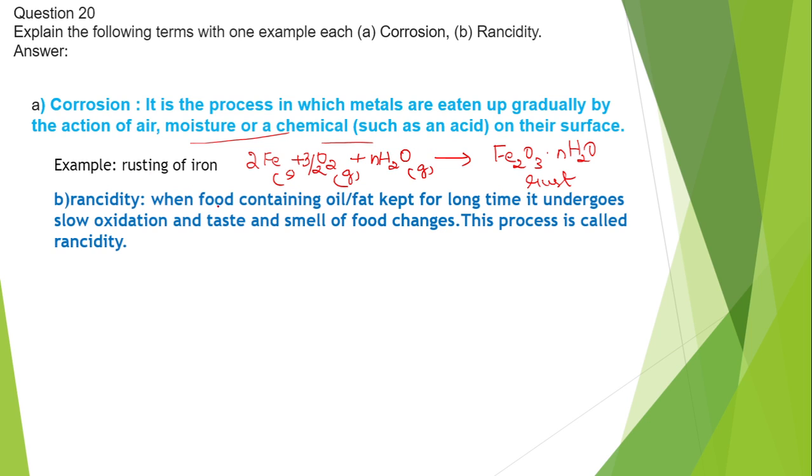Now next is rancidity. What is rancidity? When food containing oil or fat is kept for a long time, it undergoes slow oxidation. Taste and smell of food changes. This process is called rancidity. Now how to prevent rancidity? Either we have to refrigerate the food, or flush with nitrogen, or we have to keep it in airtight containers. With this we can prevent the food from becoming rancid.